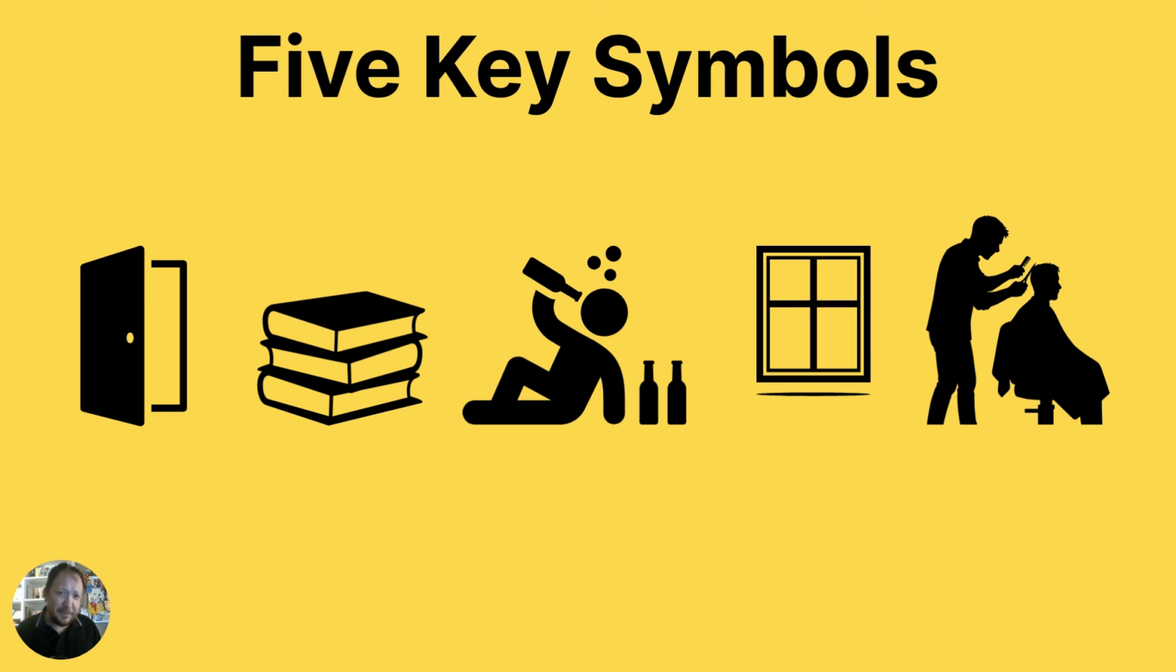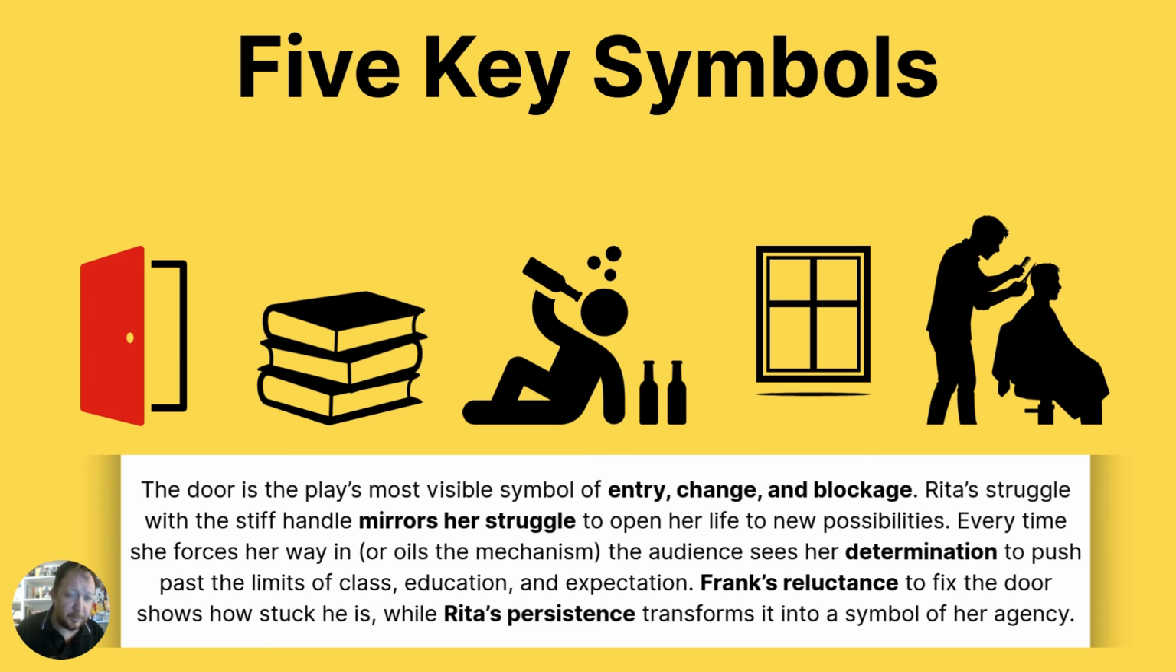Anyway, 5 key symbols, quite big symbols to say that this play takes place in just a single room. There's lots that can be interpreted for these symbols. So, number 1, the door, by far the most visible symbol of entry, change, blockage, barriers, a gateway to education, etc. Symbolic, physical. And just think of how she approaches that door at the start. She struggles with it. She can't get in. She can't get into Frank's academic space, physically or mentally. That stiff handle mirrors her struggle.